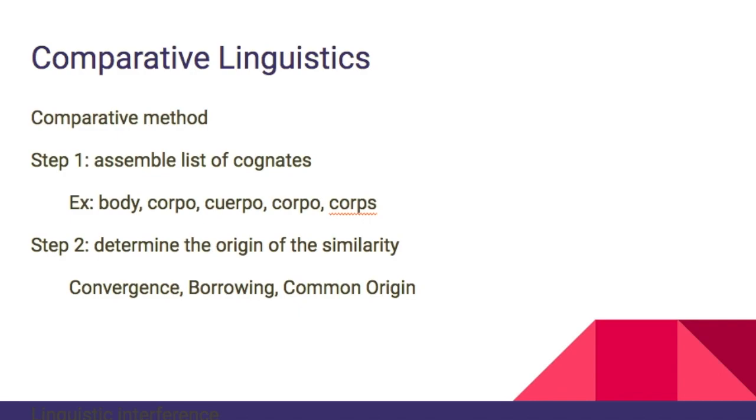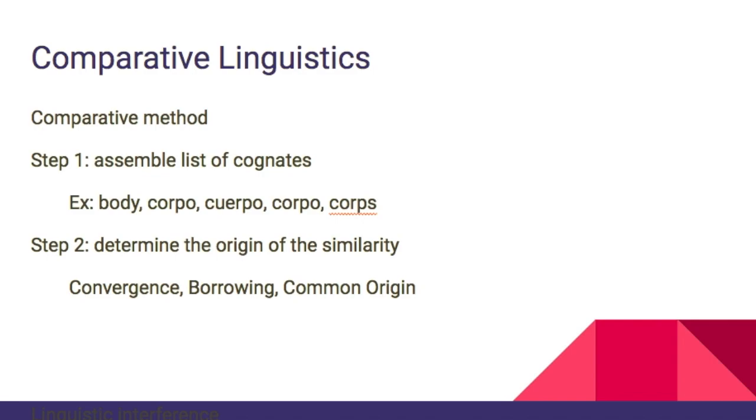So there's more than one comparative method, but the formats are all pretty much the same, which is step one, assemble a list of cognates. So cognates are words with the same origin. For example, the word body in English is corpo in Italian, cuerpo in Spanish, corpo in Portuguese, and corps in French. They all share the same root, so that's how you can tell they're cognates.